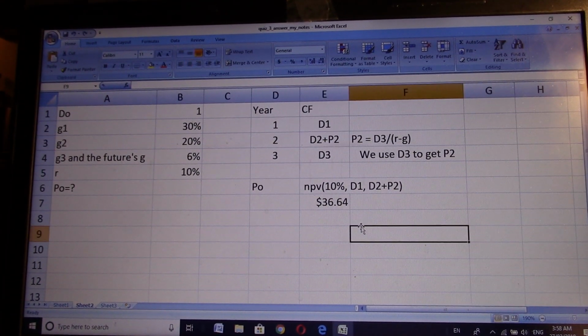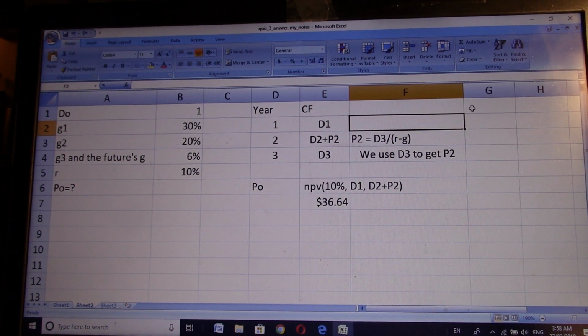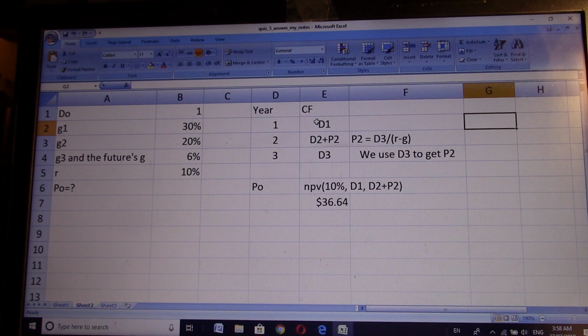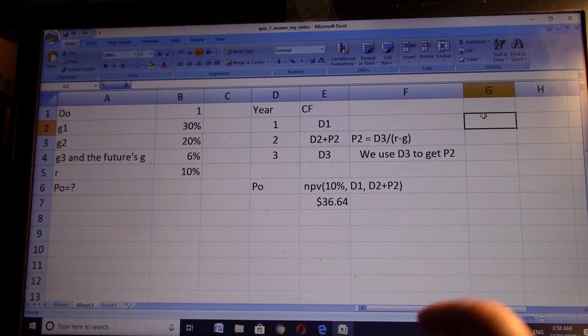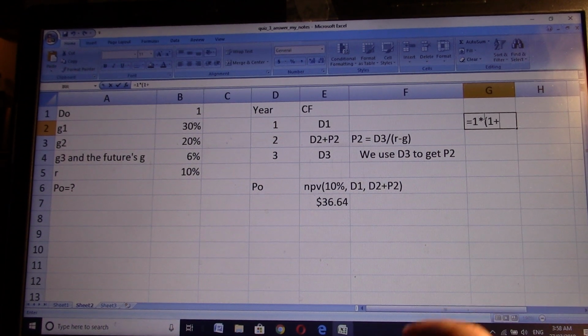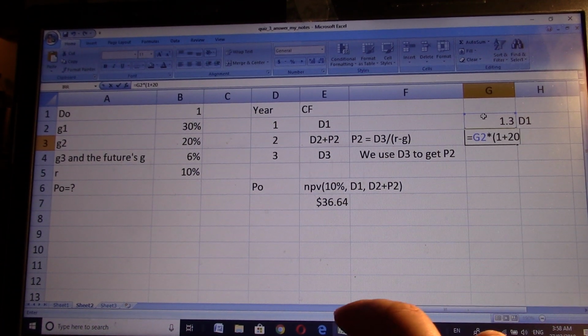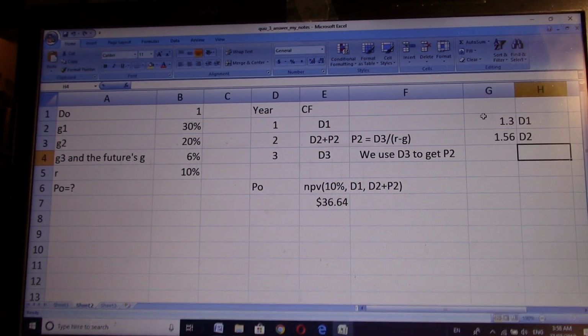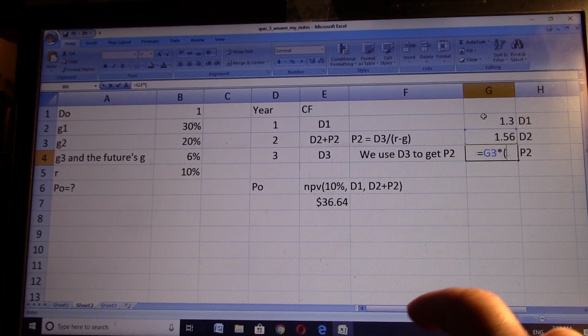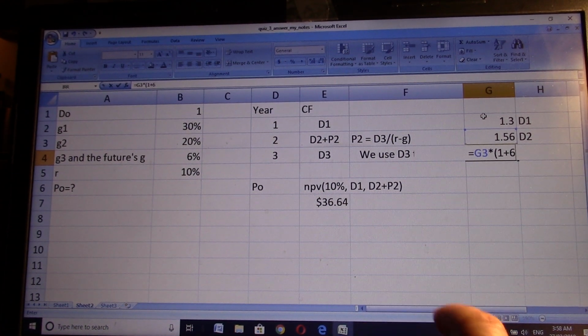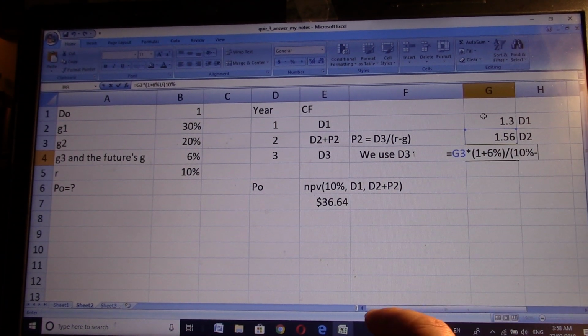Okay, let me just show you. D1 is how much? D1 should equal 1 times 1 plus 30%. This is D1. How much is D2? D2 should be 1.3 increased by 20%. This is D2. How much is P2? P2 should be D3, which is D2 multiplied by 1 plus 6%, over R minus G, 10% minus 6%.